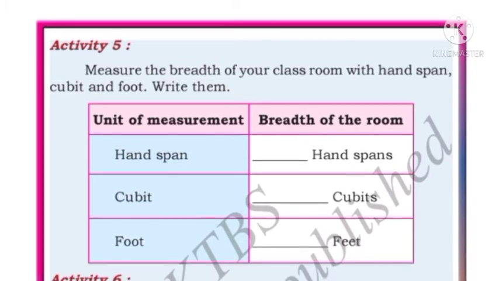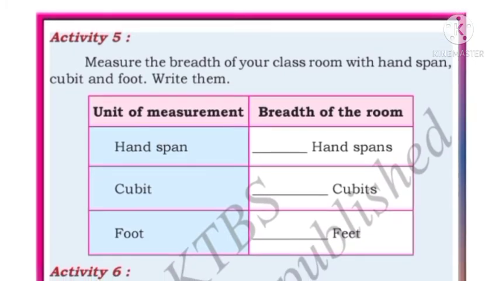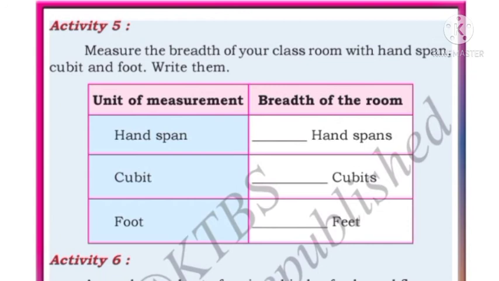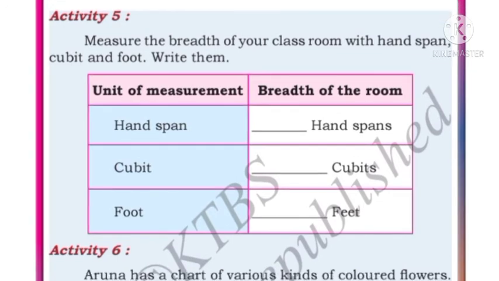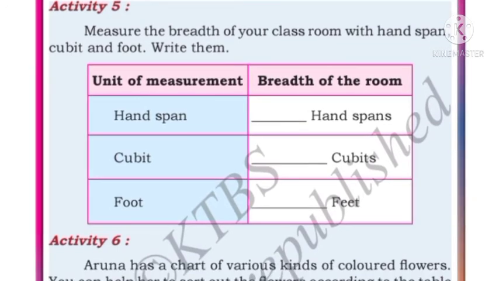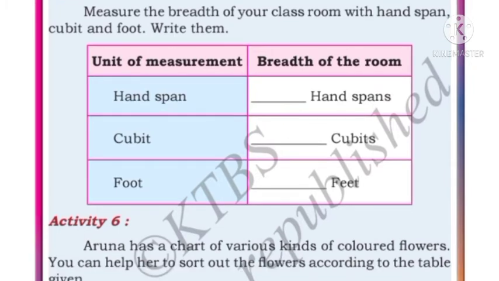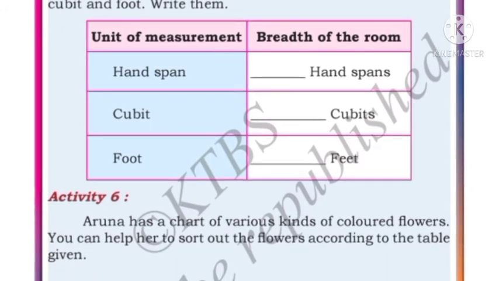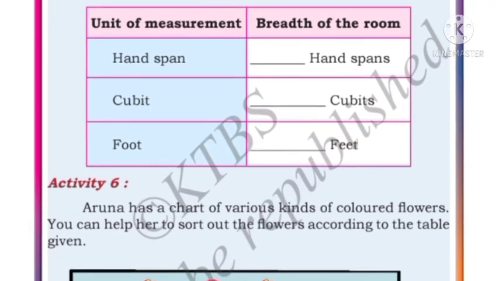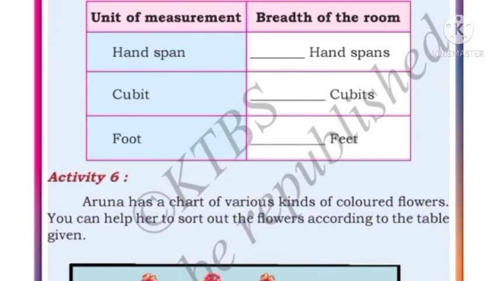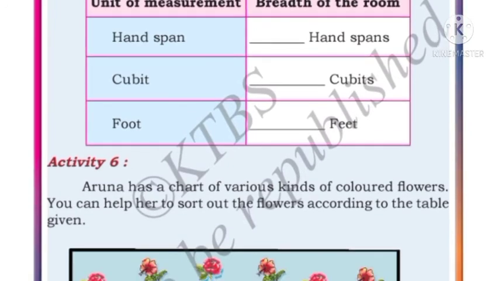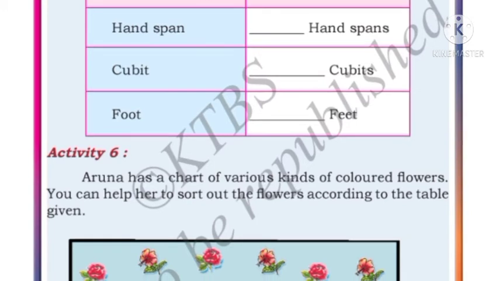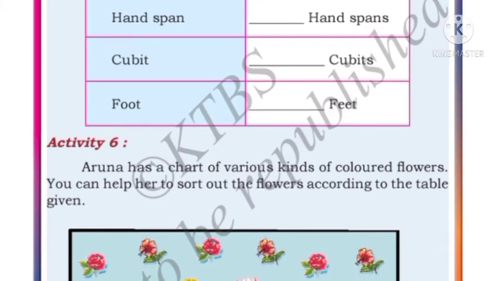Next, activity number 5. Measure the breadth of your classroom with handspan, cubit and foot. Write them. Children, in your previous lesson, measurement, you have already studied the measuring of handspan, cubit and foot. So with the help of your teacher, you have to write the measurement of your classroom with handspan, with cubit and with foot. Okay.